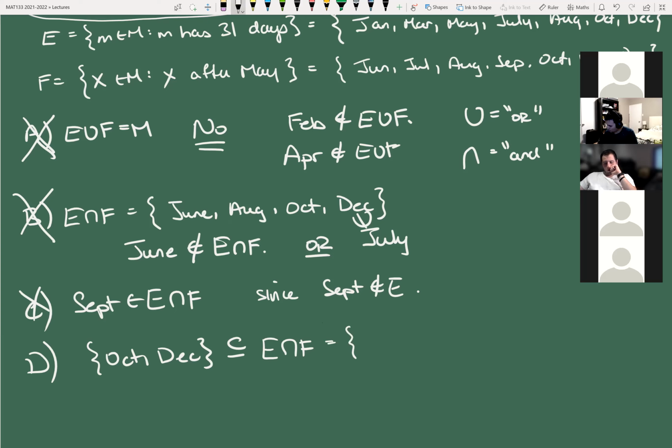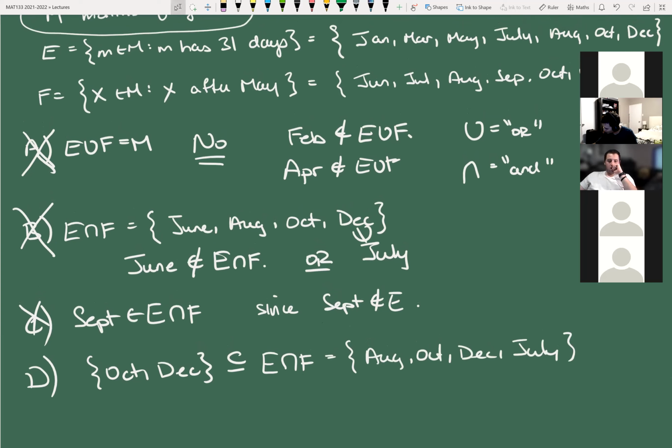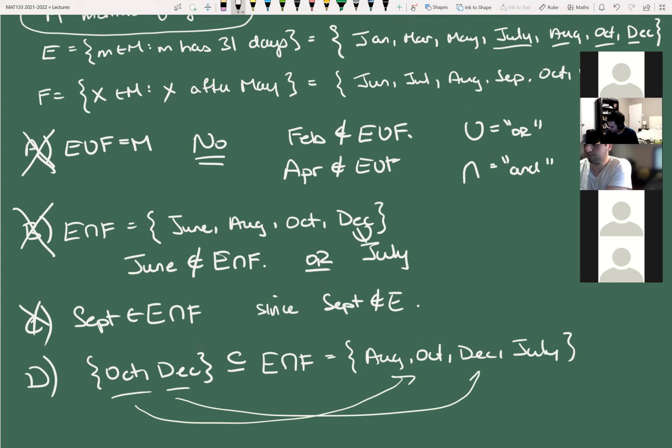And we know what the intersection should be. It should be August, October, December, and July. I didn't write them in order, but I think that's what we decided they were going to be, right? July is in both, August is in both, October and December is in both. And these are both in here. So it is a subset.